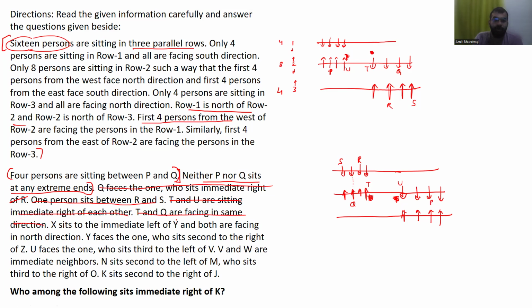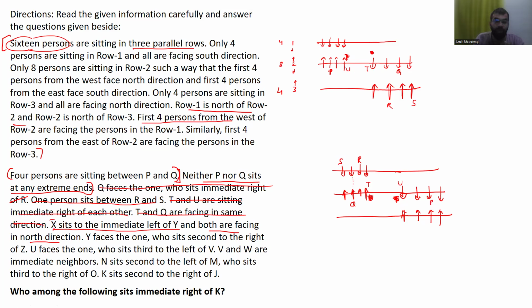Yes or no? Now X sits to the immediate left of Y. X sits immediate left of Y. Again, definitely, if X and Y are immediate to each other, that will be possible only in this. Yes or no? And here only will be this. Yes or no? And it is mentioned to you both are facing in north direction.